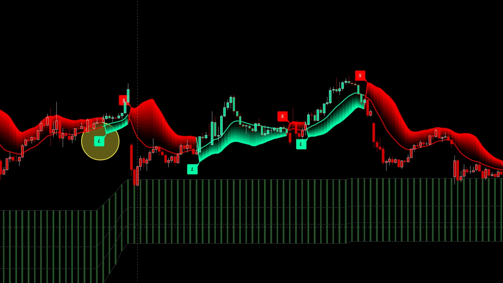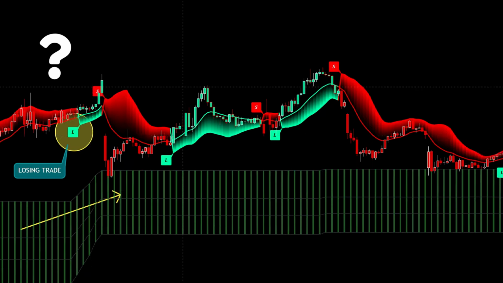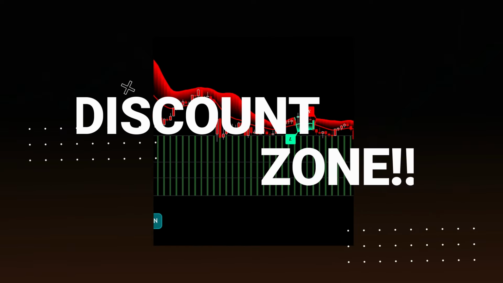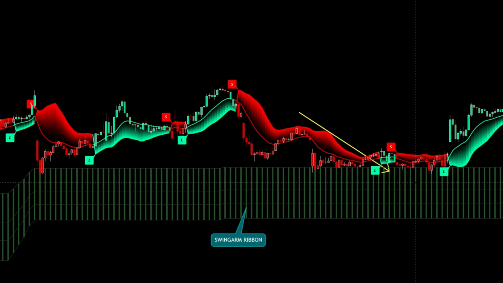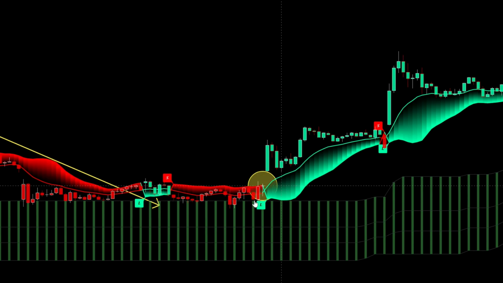But if you enter immediately, you could still lose because the price is at a premium. It's already pushed too far. So here's the game changer, the discount zone. We wait for an area where price pulls back to the swing arm ribbon. These pullbacks are key. They show where the market is temporarily cooling before continuing the trend. When the price touches the ribbon and the adaptive trend follow prints a new L signal, that's your confirmation.